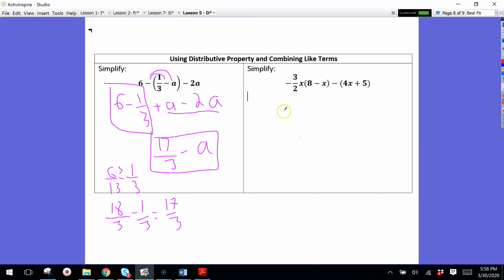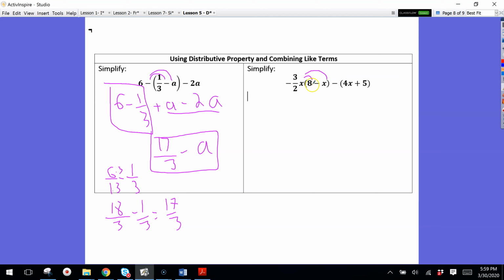Okay, so now for this next one here, I have the distributive property in 2 places. So again, we're going to take care of that first. Here I'm distributing a -3 over 2x, and we're only distributing it to the numbers inside the parentheses. So -3 over 2 times 8.